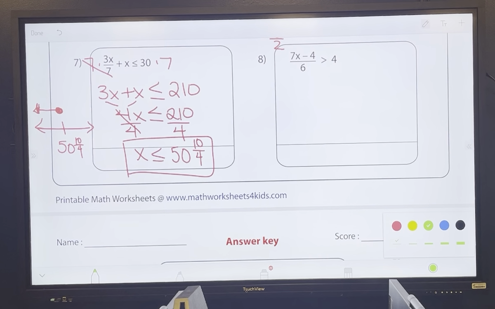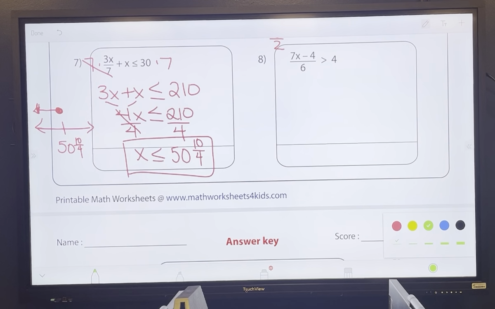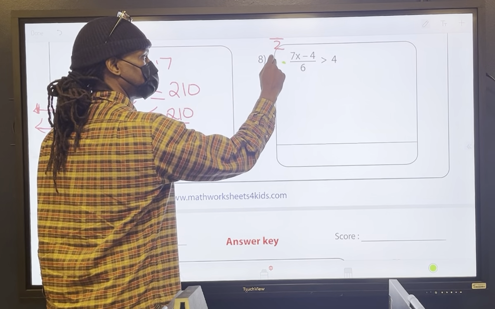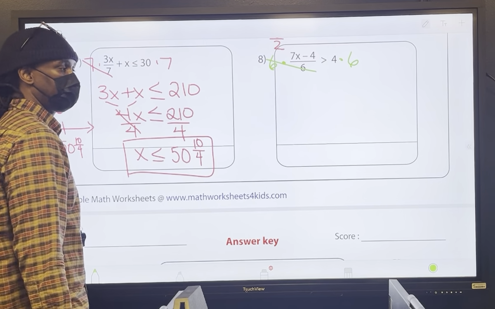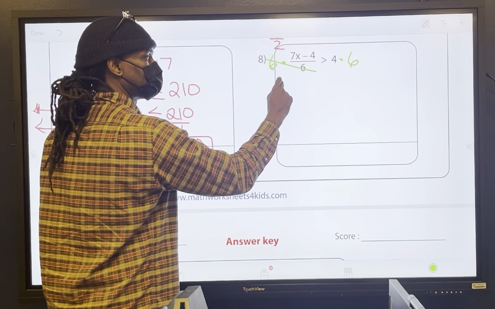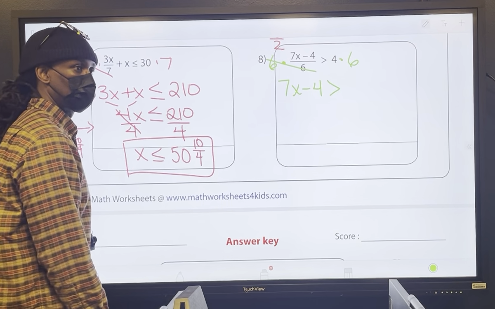Last one. Question: if we answer as a decimal, is it wrong? Keep it as a fraction. You don't even need calculators for this. What should I do to close this out? You have to multiply 6 on both sides. Nice. 6 cancels out. Leaving me with greater than.